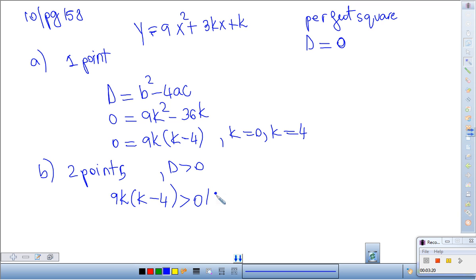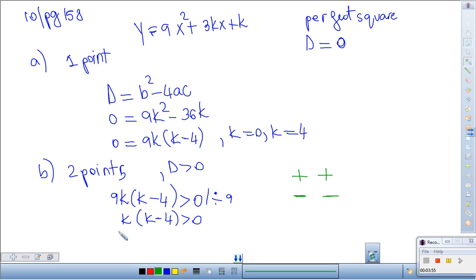We can divide both sides by 9, and since it is a positive number, it doesn't change my inequality, which means that k times k minus 4 has to be greater than 0. And here's the problem solving or the inquiry part of the question. We have to figure out when the product of two numbers is greater than 0. Let's think about what makes a positive number. We know that you can make a positive number by multiplying two positives or a negative and a negative.